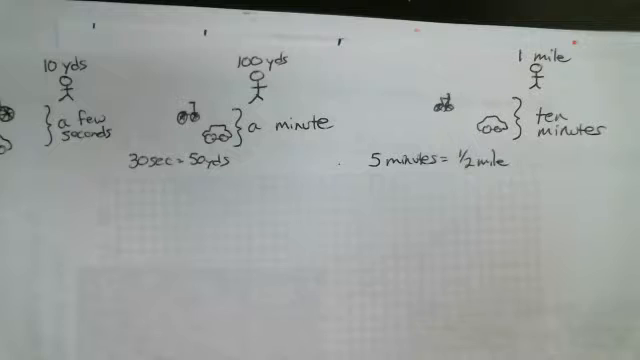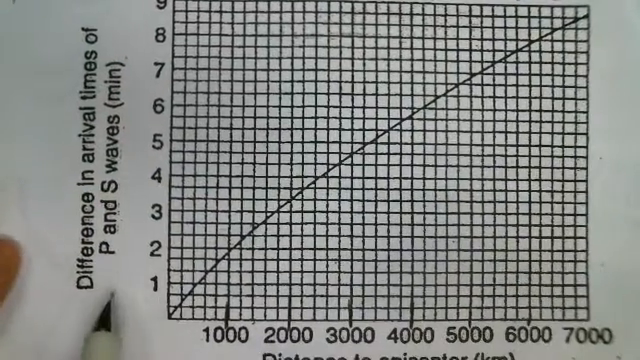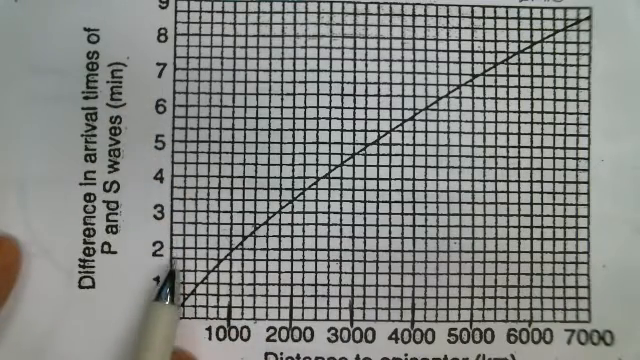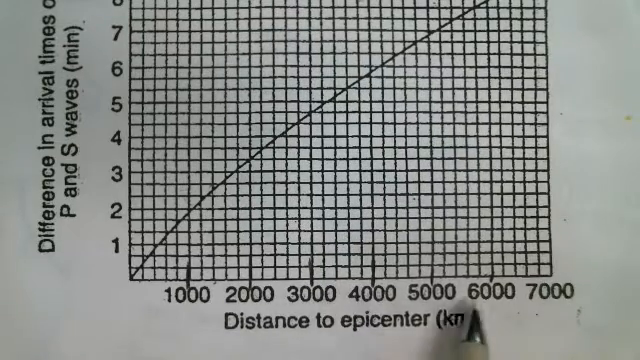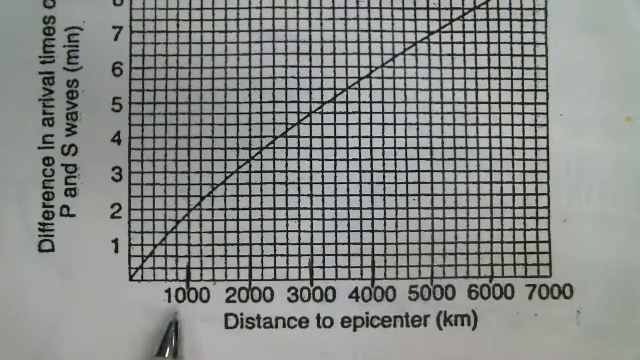The same thing happens with seismic waves. The longer the time between the P waves and the S waves, the farther away you are from the location of the earthquake. And we can make a graph of this. So here is the number of minutes that is between the P waves and the S waves, and this is the distance that we are to the epicenter, or the focus, or in other words, where the earthquake started.